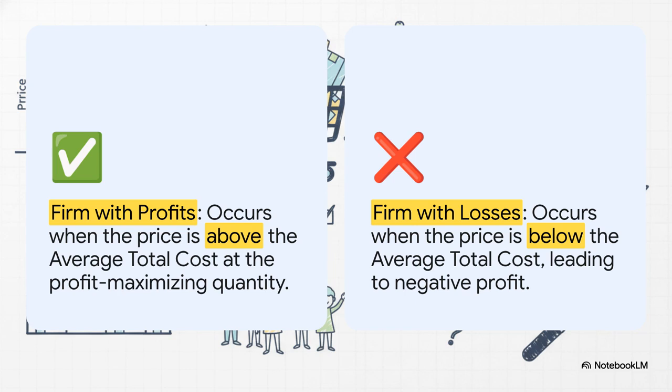In panel A, the price is above the average total cost at our profit-maximizing quantity. The height of that green rectangle is the profit per unit. The width is how many units we sold. So the total area of that box, that's our total profit. In panel B, it's the opposite story. The price is below our average cost. We're losing money on every single unit. And the area of that red box is our total loss. It's a super clear way to see the firm's bottom line at a glance.